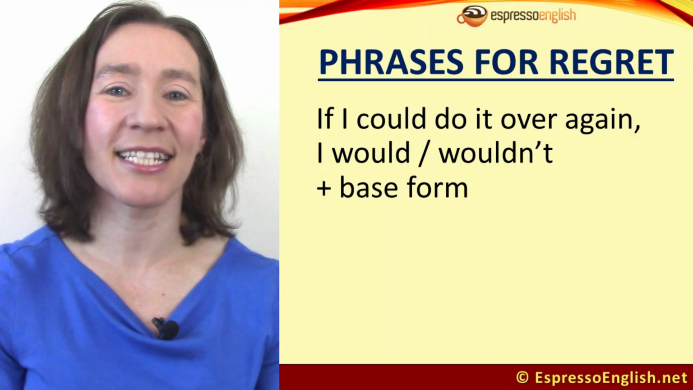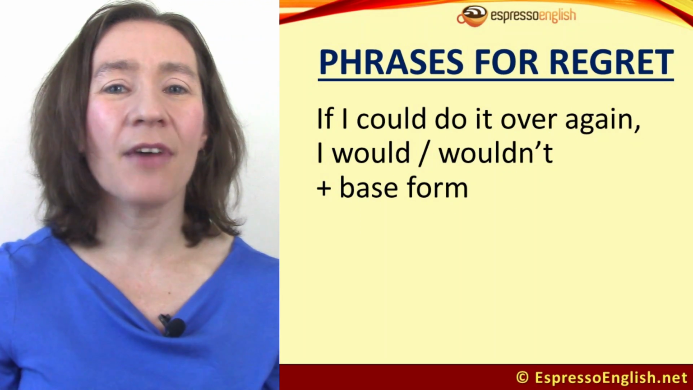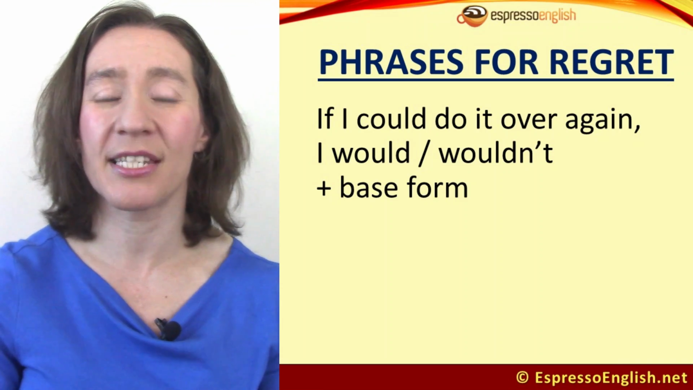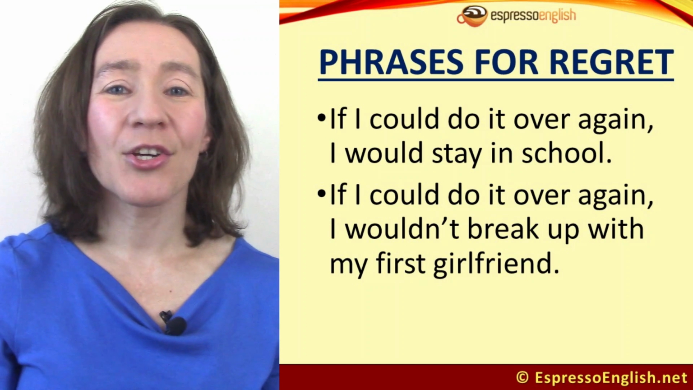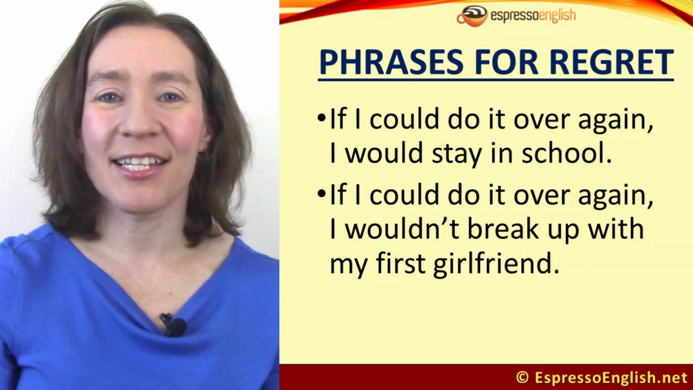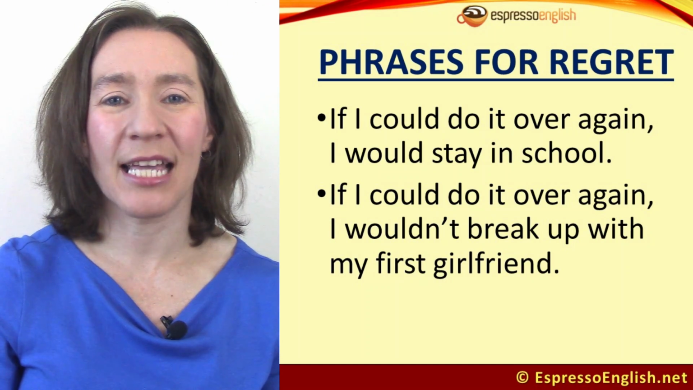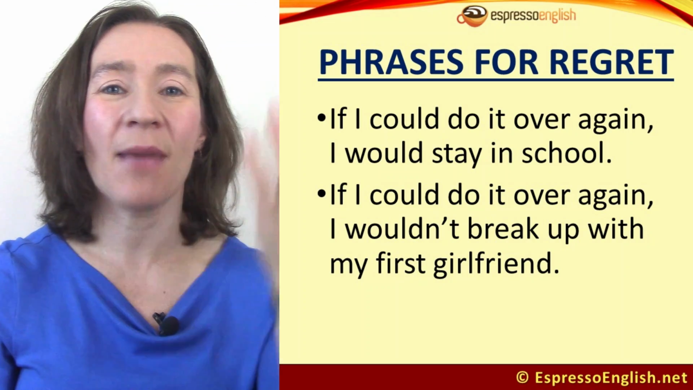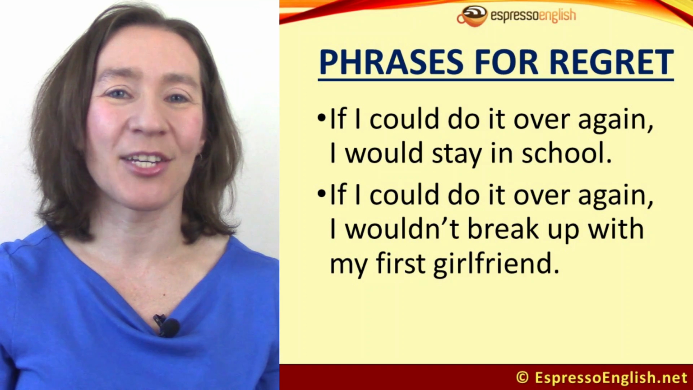Finally, when we're reflecting on the past, we could say, if I could do it over again, I would or I wouldn't, plus the base form of the verb. If I could do it over again, I would stay in school. If I could do it over again, I wouldn't break up with my first girlfriend. So I'm imagining like going back in time and redoing the situation.